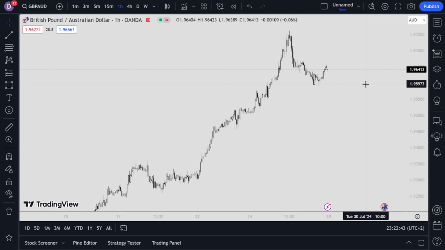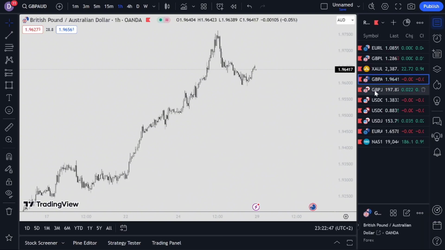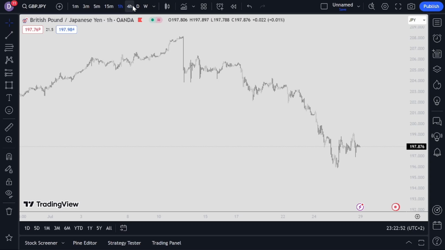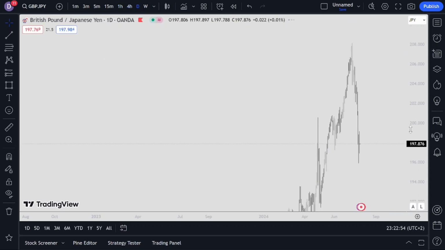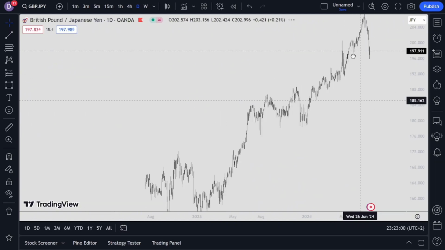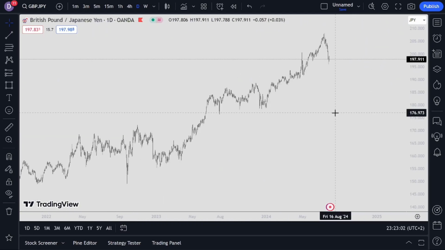So GBPUSD, we're going long. GBPJPY, all right, this is a really interesting one. We're definitely starting on the daily time frame. I know the pair has been bullish for a really long time. I'm starting to think we'll start going bearish now, to the downside.